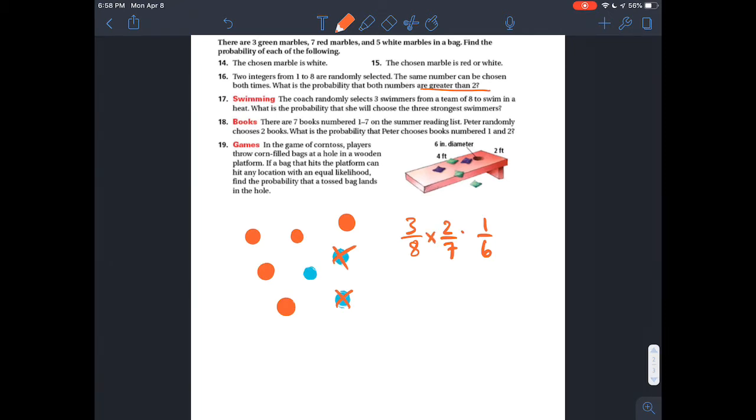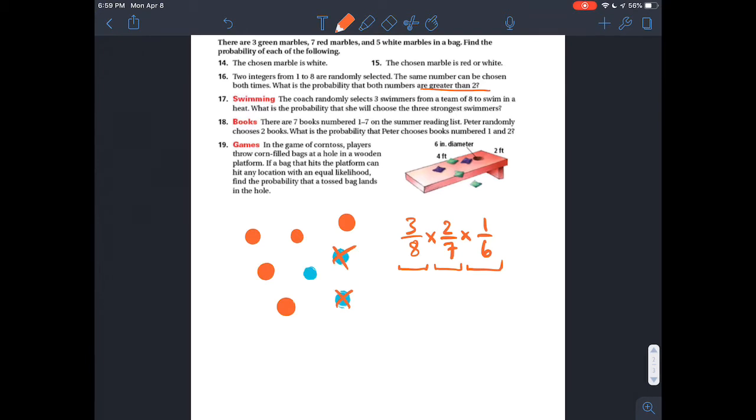The reason we multiply them is because these events all have to happen in conjunction, right? So not only do you need to have this event that has a probability of 3/8 happen, but this event separately that has a probability of 2/7 needs to occur, and then another event which has a probability of 1/6 has to occur. So all of these have to occur.